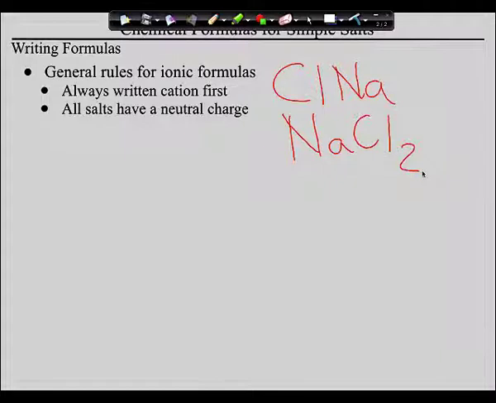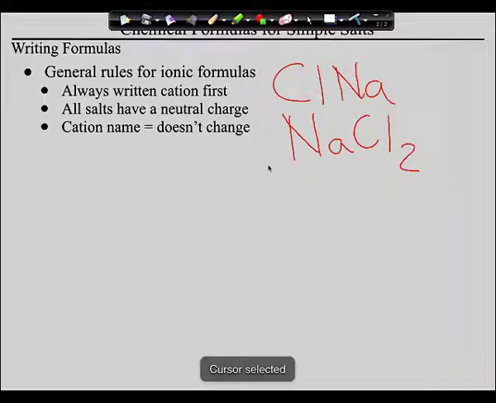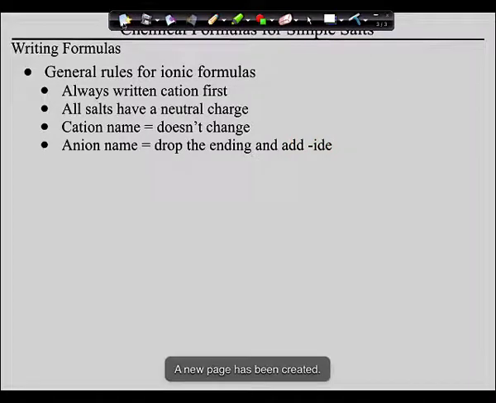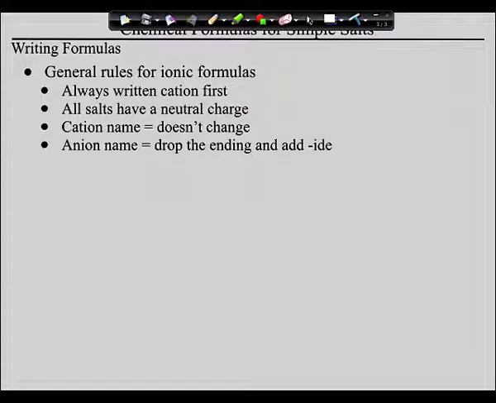Rule number 3 is this. When you name salts, the name of the cation doesn't change. And I'm just going to give you 4 right now. The last rule is this. When you name salts with the anion, we drop the ending and add IDE.